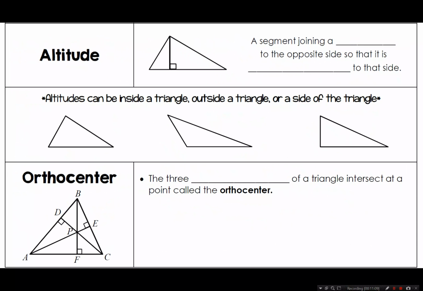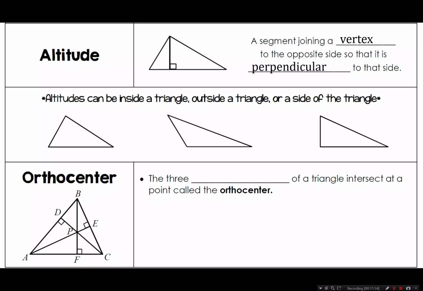Now we're going to look at the altitudes. An altitude is a segment joining a vertex to the opposite side so that it is perpendicular to that side. What an altitude is mostly important for is when you're finding the area of a triangle, because we're always going to use an altitude when we're finding the area of a triangle.